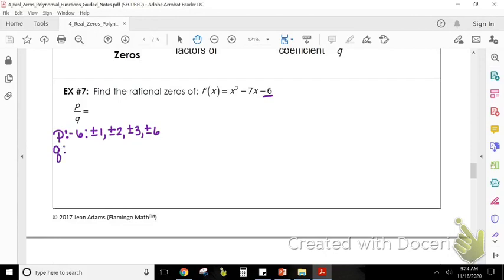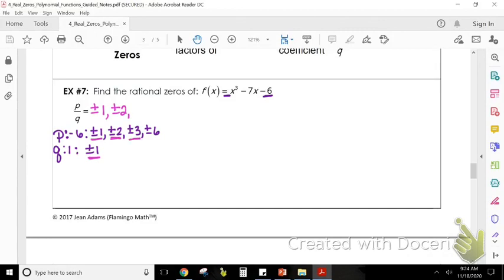Q's are going to be the factors of the leading coefficient, which in this case is a 1. And the factors of 1 are just plus or minus 1. So now to find your p over q, you're going to take every p and divide it by every q. So we're going to take 1 over 1. And I always put plus or minus. I'm just saying the digit, but it's plus or minus. Then we're going to take 2 over that 1, that's a q.